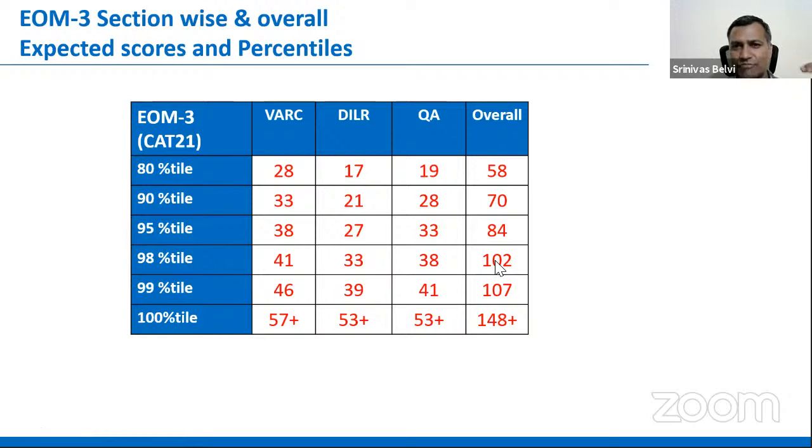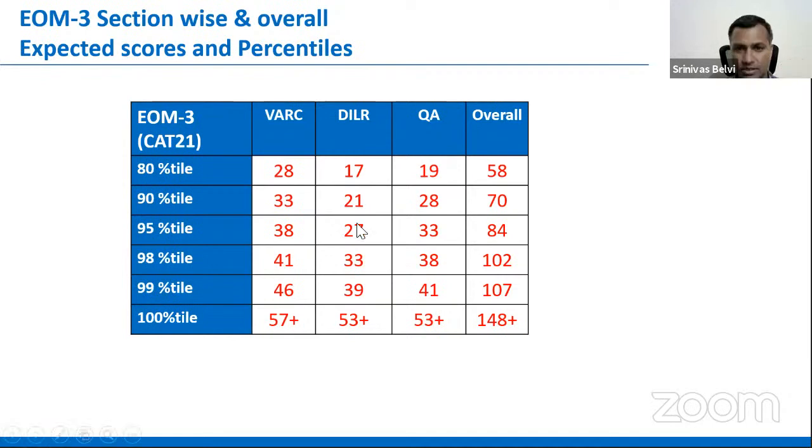So look at this. A 95 percentile overall requires 84. Assume that you are not so good at DILR. You just clear the sectional cutoff. What is the sectional cutoff here? 70. Let's say 80 percentile is the sectional cutoff for some of the very good B schools. And you still want 95 percentile because you want to get into a college like SPJ, whose cutoff is 95 percentile. Or MDI, whose overall percentile required could be 96 or 97, somewhere around that. Let's take it as 95.